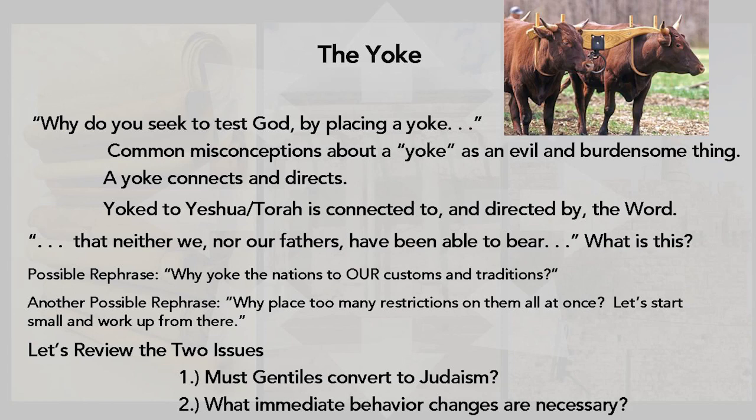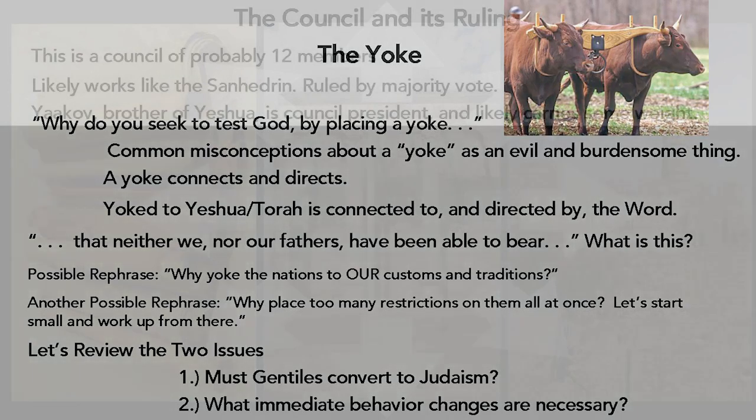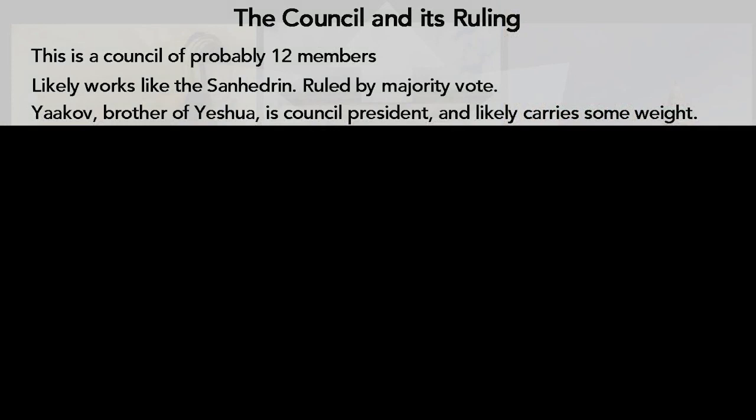Now, I want to just bring out to you a couple of historical tidbits regarding the council. It's probably a council of 12 members based upon the 12 disciples, not saying that the council is made up of the 12 disciples. It certainly could have been, but it's likely that there was a council of 12. That's just speculation on the part of a lot of scholars. Likely working just like the Sanhedrin, the Messianic community has its own council, and it is undoubtedly ruled by majority vote. This is the way it is done in the commandments of God, which I will discuss with you in just a moment.